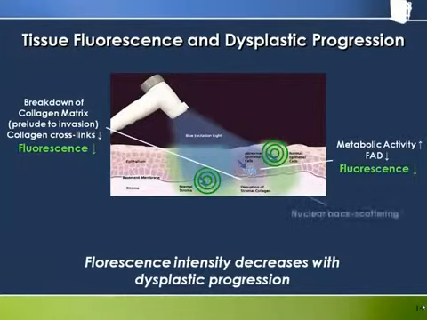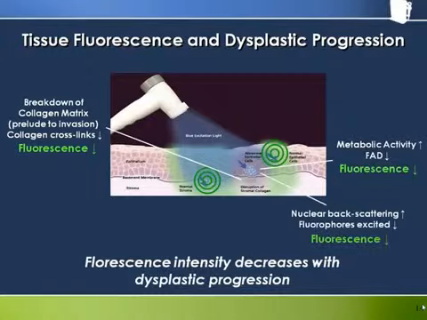Number 3, increased scattering in the epithelial layer due to morphologic changes that take place in the dysplastic cell nuclei. The effect will be to increase the backscattering of excitation light, which will decrease its intensity in the tissue and result in decreased fluorescence as seen by the naked eye.